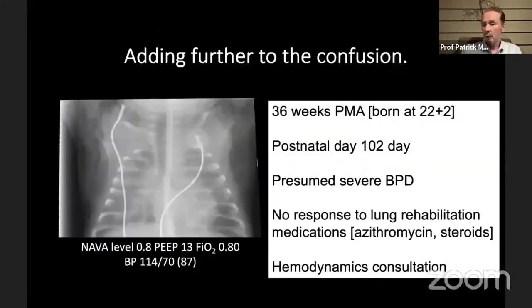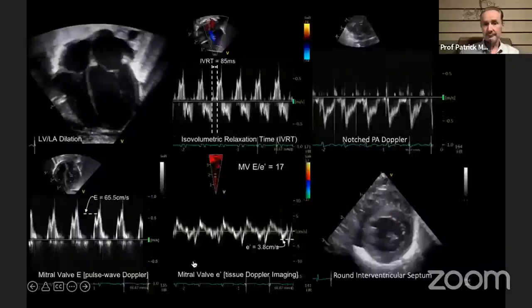And it may even be more complicated for some other babies. This is an infant born at 22 weeks with severe BPD who did not respond to most of the therapies we use for lung disease. We were asked to see him on day 102. The baby's lungs look terrible. The baby's on NAVA with a very high PEEP in 80% oxygen. And we noted him to be hypertensive.